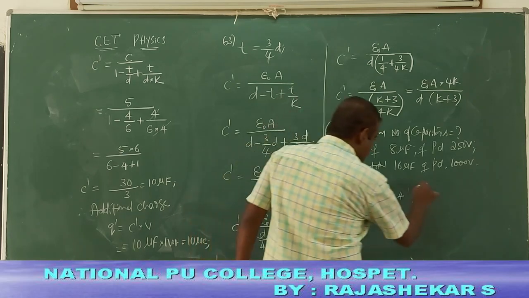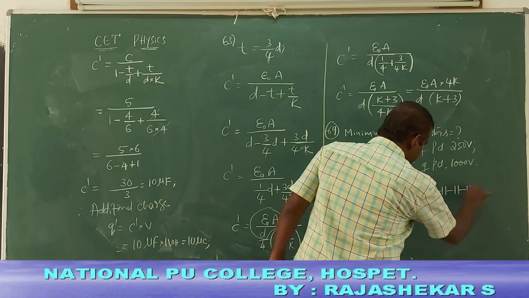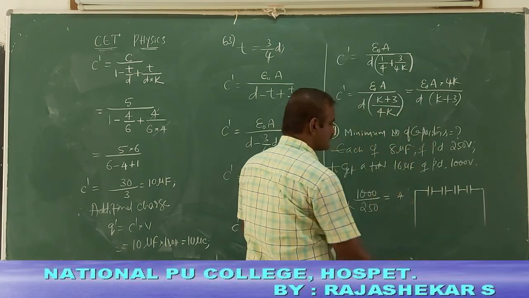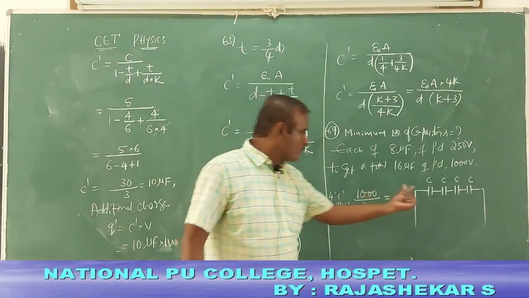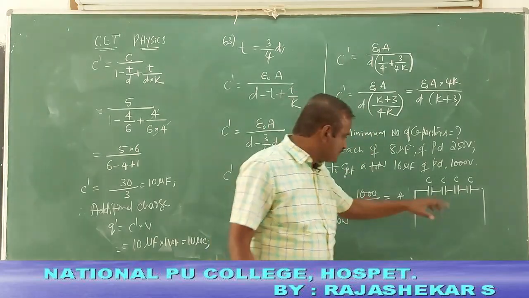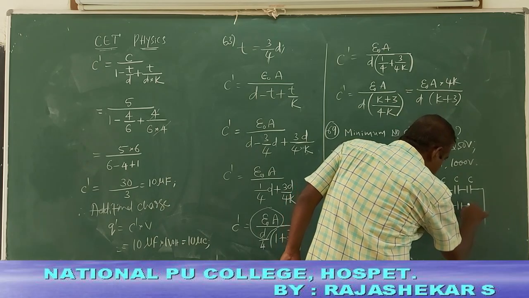This is what? Like 250, 250, 250, 250 will become 1000. Like this we need many rows. Balance rows are needed.